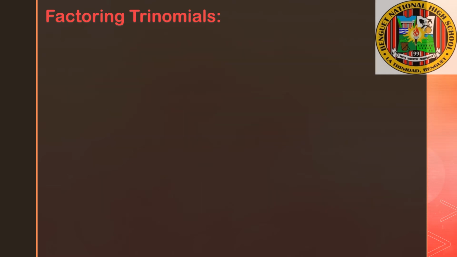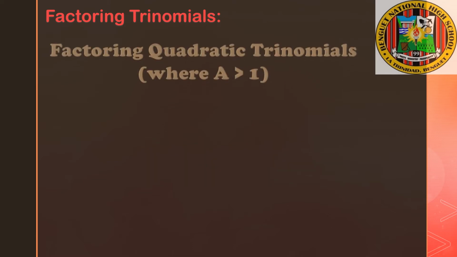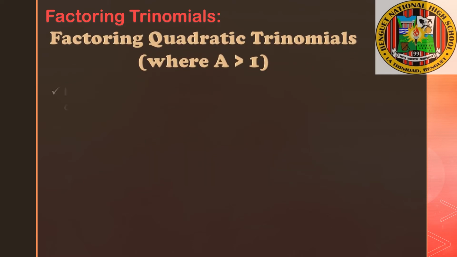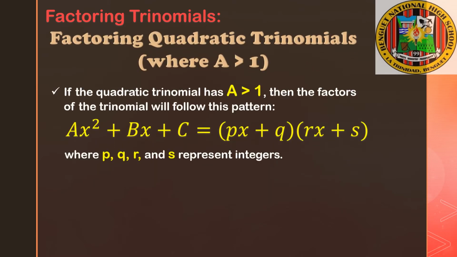The factors of the quadratic trinomial whose a is greater than 1 will follow the pattern shown here. Compare this pattern to the pattern for the factors of the quadratic trinomial with a equal to 1. In this pattern, the variable, represented by x, can have a numerical coefficient which is greater than 1. Take a look at the following examples.